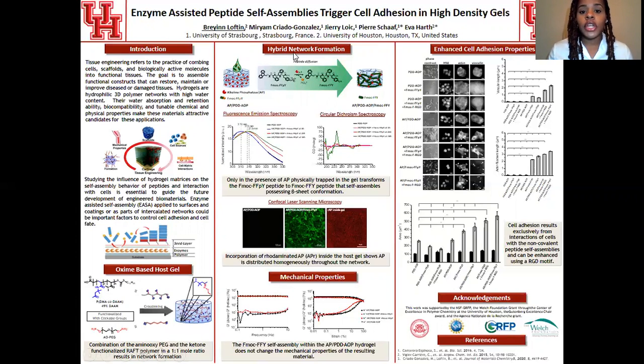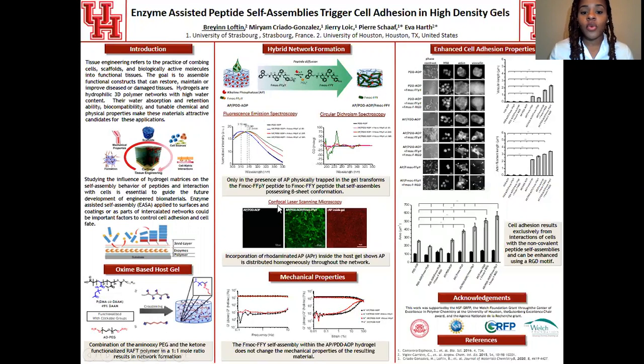And then for hybrid network formation, the enzyme alkaline phosphatase is embedded within the host gel, and then upon diffusion of the peptide solution, the peptide is transformed into a hydrogelator that can then self-assemble within the host gel to form this intercalated network. And this network is confirmed using fluorescence emission spectroscopy and circular dichroism spectroscopy.